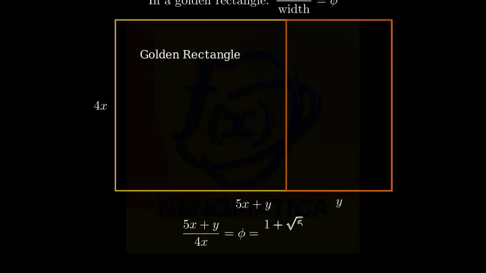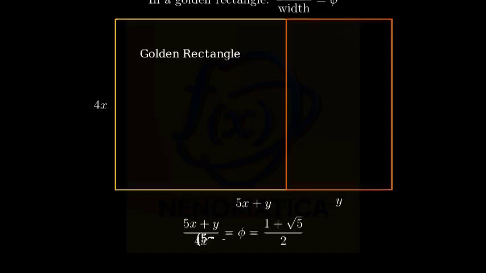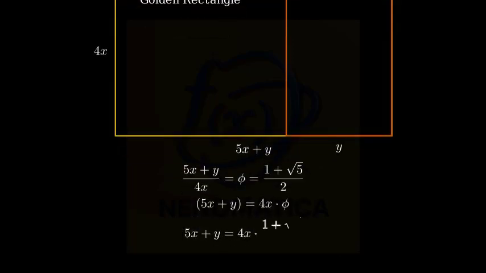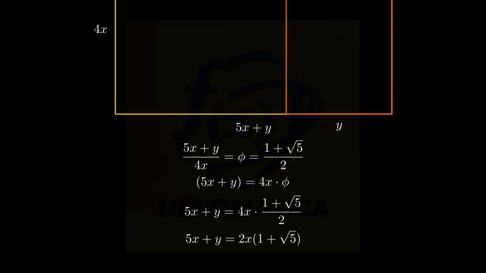Since this new rectangle must be a golden rectangle, the ratio of its length to width must equal phi. That means (5x plus y) divided by 4x equals phi. Now, let's solve this equation for y. First, we multiply both sides by 4x. We get 5x plus y equals 4x times phi, which is 4x times (1 plus square root of 5) divided by 2. Simplifying the right side, we get 2x times (1 plus square root of 5).